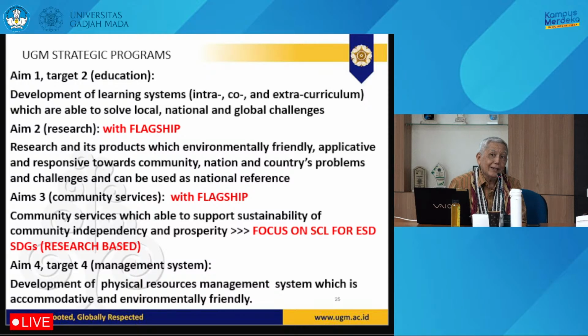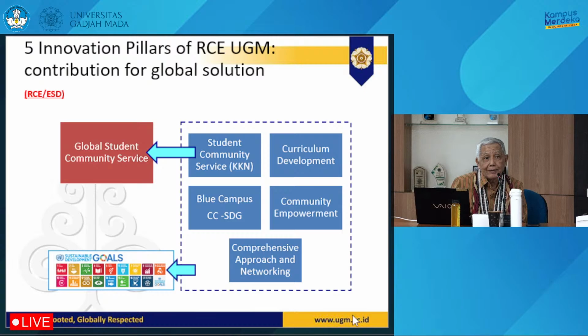The origin of student community services started from 1951, actually. In 1951, KKN was declared in Gadjah Mada. It's the first. And then many people from abroad joined in collaboration with student community services. Blue Campus and comprehensive networking.